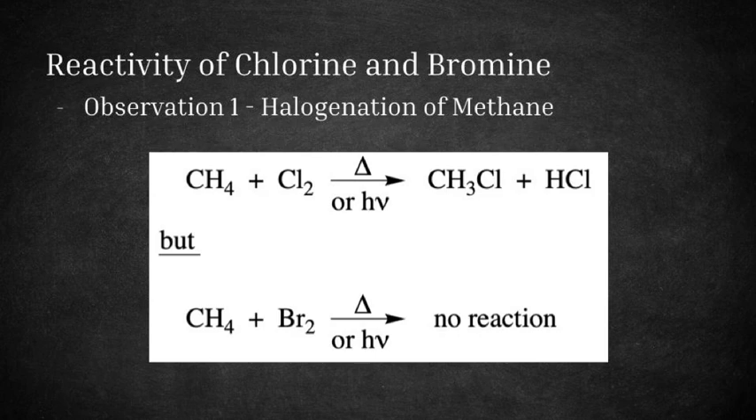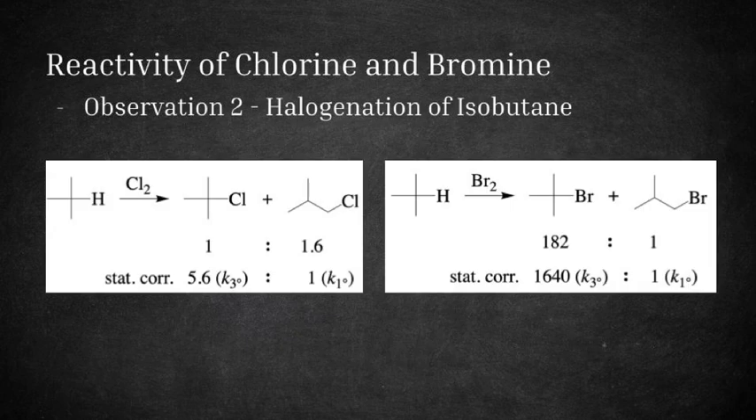However, when the same reaction is performed with bromine instead of chlorine, no reaction occurs. Observation 2. In the halogenation of isobutane, isobutane reacts with a chlorine molecule under photochemical or heat conditions to produce two monochlorination products, 2-chloro-2-methylpropane and 1-chloro-2-methylpropane in a 5.6 to 1 ratio. Meanwhile, bromination under the same conditions yields 2-bromo-2-methylpropane and 1-bromo-2-methylpropane in a 182-to-1 ratio.